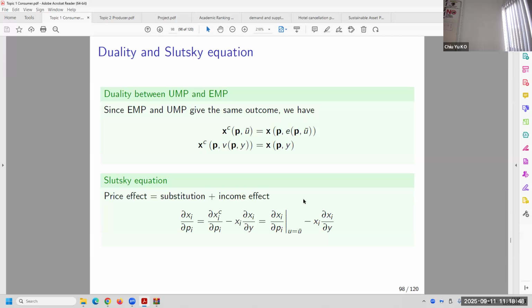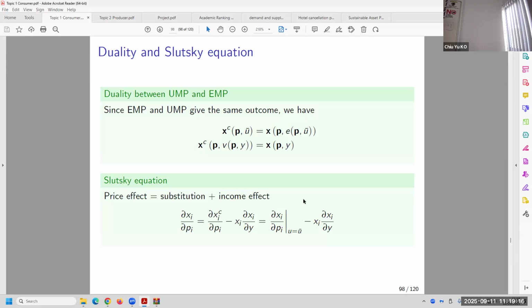And the other way around: you have a compensated demand, but with the utility replaced by the indirect utility function. They're the same as the Marshallian demand. Of course, this is a technical thing, only because we need it to derive the following result. You can take it for granted. If you want to check the proof, it's in the book, one or two pages, because it's too mathematical for us to handle.